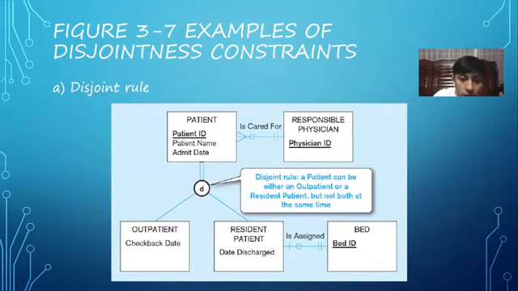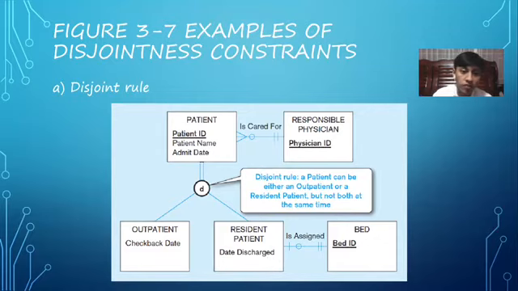Okay, about the disjoint rule. At any given time, patient must be either an outpatient or a resident patient, but cannot be both. This is the disjoint rule, as specified by the letter D in the circle joining the supertype to its subtypes. Note in this figure that the class of a patient may change over time, but at a given time, a patient is of only one type.